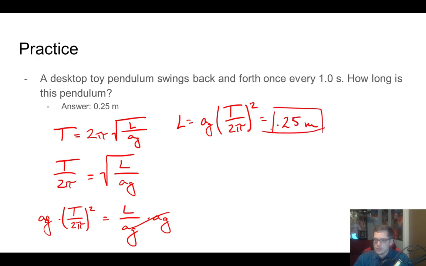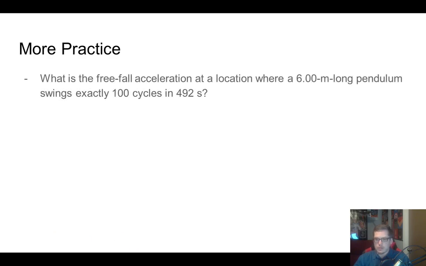All right, pretty easy. Okay, let's try another one. What is the free fall acceleration at a location where a 6.00 meter long pendulum swings exactly 100 cycles in 492 seconds?